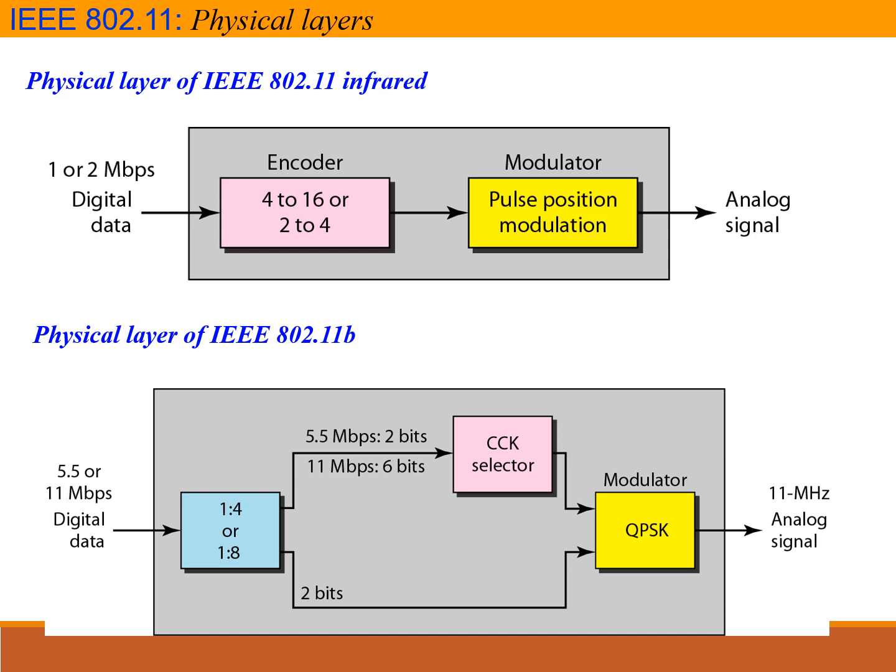And we are using infrared, so the digital data will be sent and converted by the encoder with the help of 4 to 16, or we are using a modulator in the form of pulse position modulation, and then it will generate the analog signal.